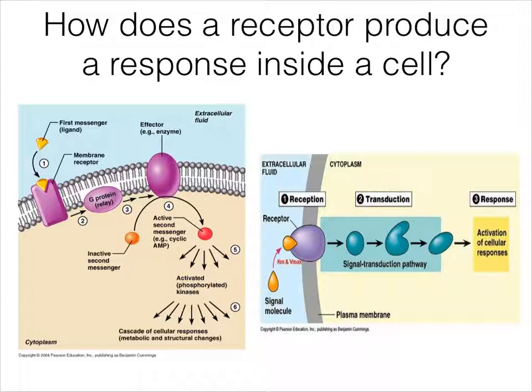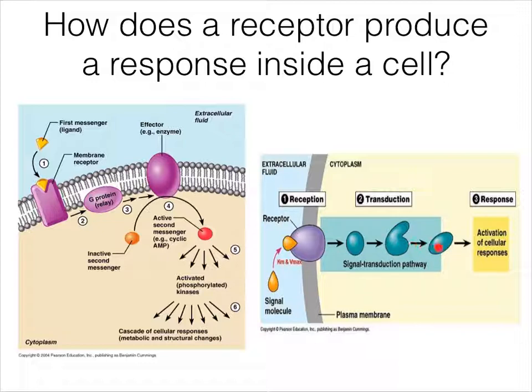So how do receptors work? There's actually a bunch of different ways that receptors work, and you don't need to know all of the various mechanisms. But all of the membrane receptors usually work off of a few similar concepts. First off, it's a three-stage process. There's reception, where the ligand binds to the receptor.